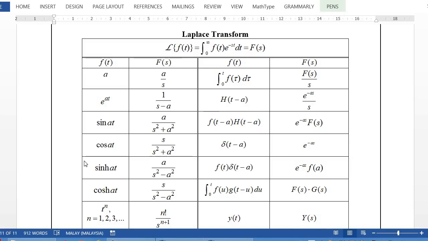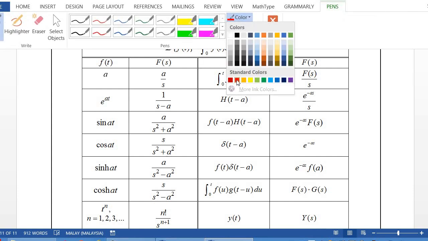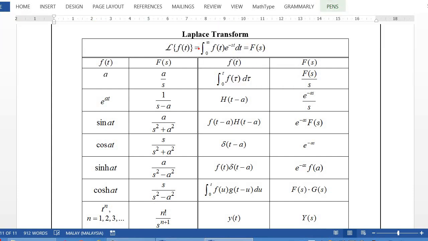Okay. Last lecture you have learned the Laplace transform. The Laplace transform for f(t) is equal to the integral of f(t) e^(-st) dt from 0 to infinity, which is equal to F(s). And you have learned that the Laplace transform for a is equal to a over s, and e^(at) is 1 over s minus a.